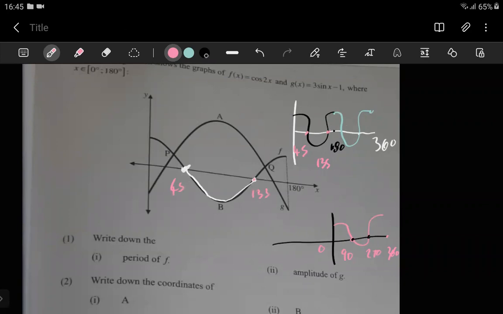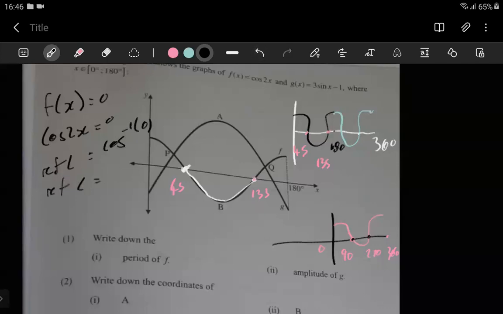But most people would have been more comfortable just saying, okay, where is f of x equal to 0? And then they would have said cos 2x, where is it equal to 0? Then they would have said the reference angle is shift cos 0. Let's see, that's shift cos 0, which is 90. Yes, so the reference angle is 90. Do you see why it's important to have a reference angle?